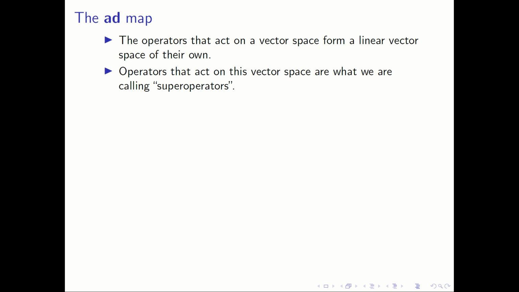Superoperators have a domain of the set of operators and a range of the set of operators. It maps operators to operators. The ad map has a domain of the set of operators. The range is the set of superoperators. But anyway, what exactly is the superoperator which ad maps to?